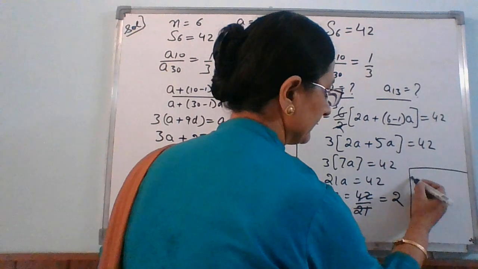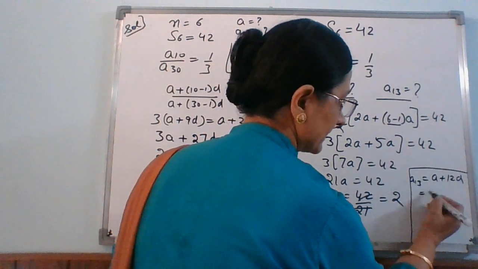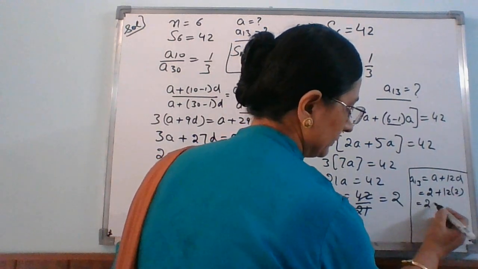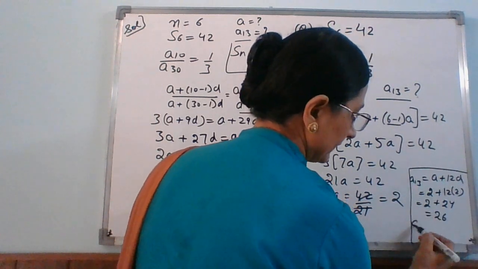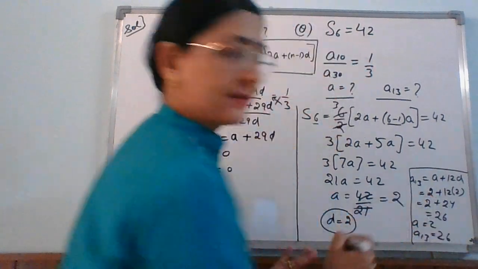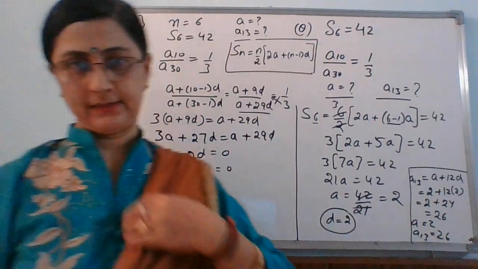What is the 13th term? आप कैसे लिखते हो? a plus 13 minus 1, that is 12d. आप इसमें a की वैल्यू डाल दो 2 और 12d भी 2 है, right? So 2 plus 12 twos is 24, is equal to 26. So what are the values of a and a13? 2 and 26, right? This way we solve.